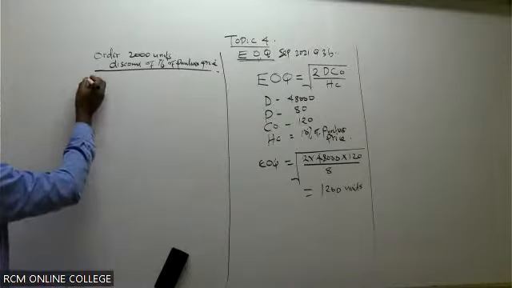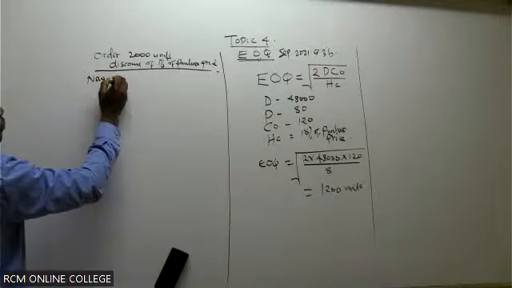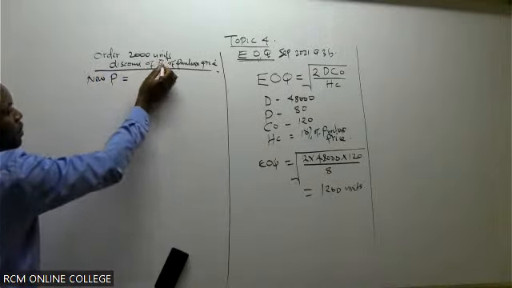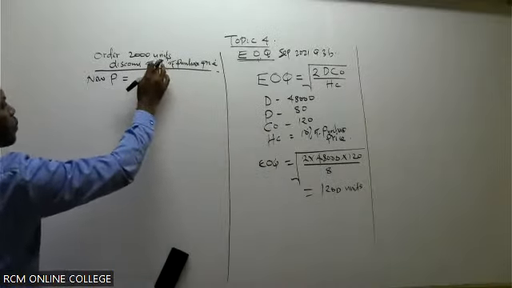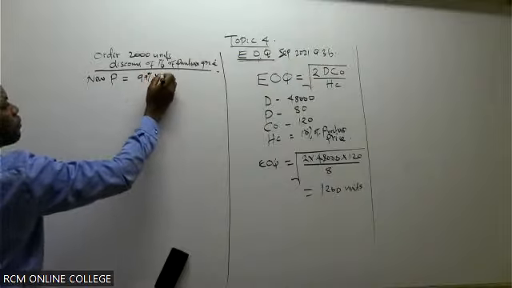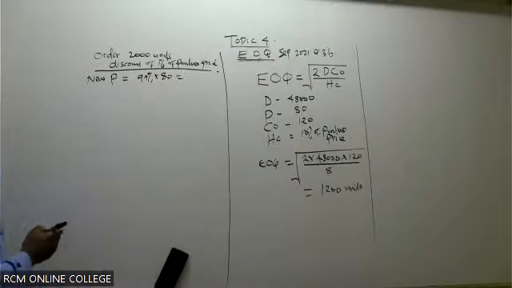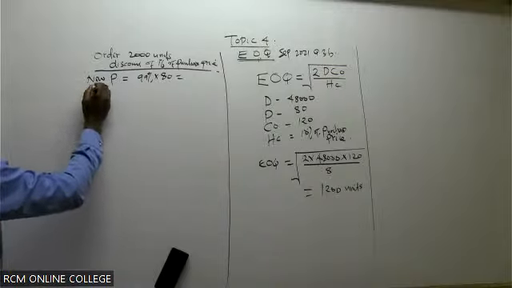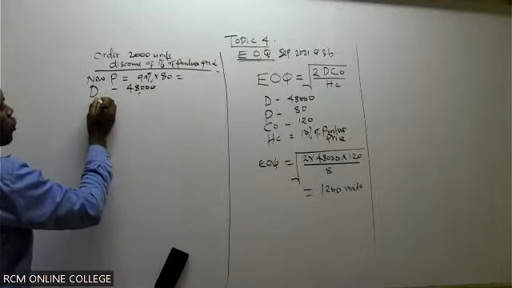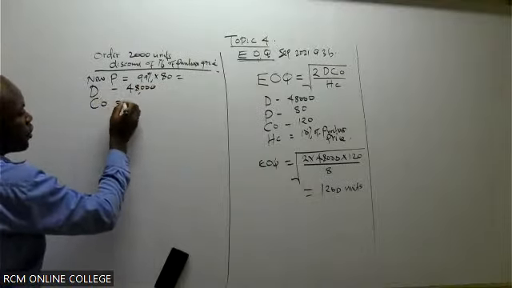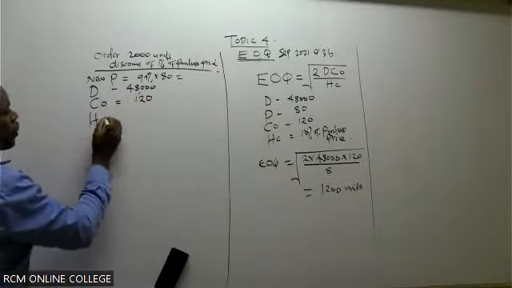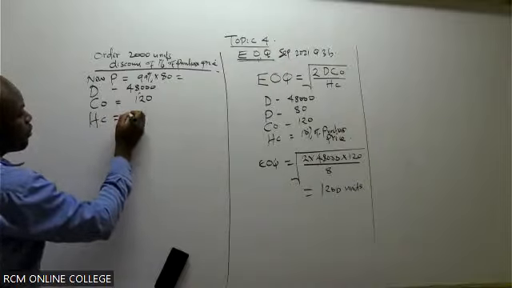So it means our new purchase price, our new P, will be equivalent to, you are buying at 80, you are given a discount of 1%. So it means the new price will be 99% of 80. That is the new purchase price. Demand has not been affected. It is still 48,000. Ordering cost has not changed. It is still 120.